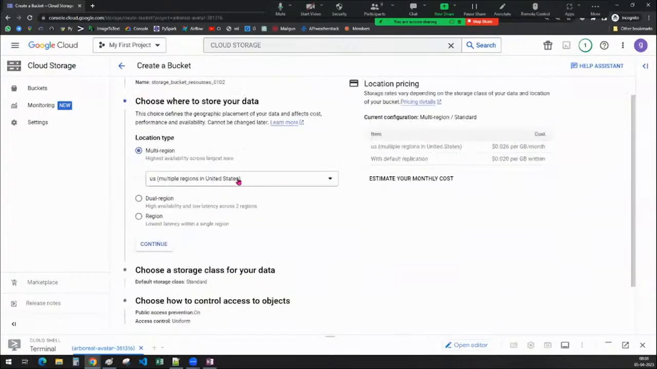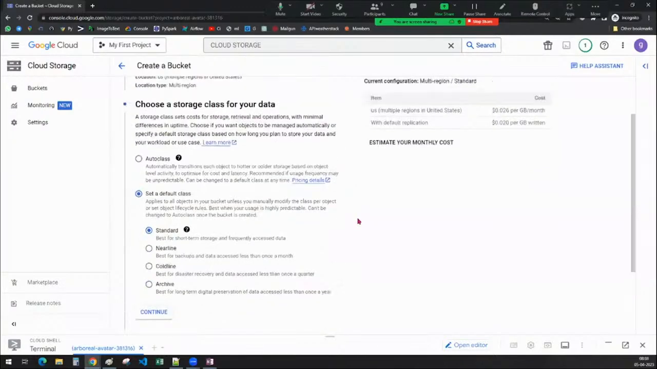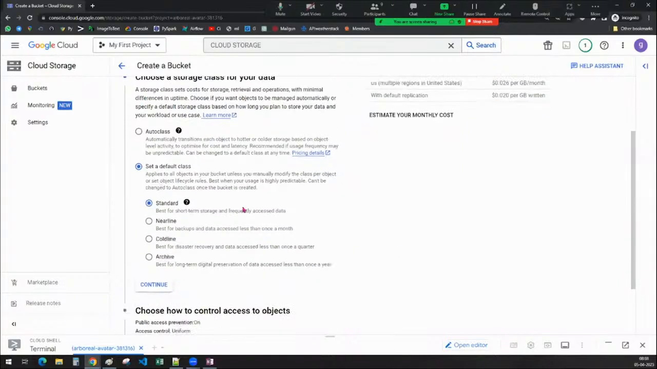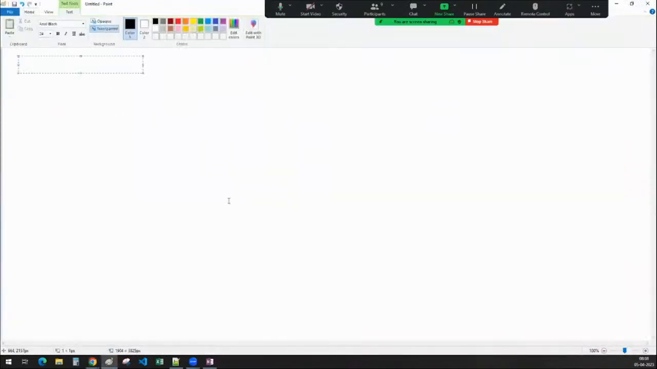Once you have selected a proper location, click on continue. And this is where your storage class is. Sir, what does that mean by storage classes? Look here. In storage classes, we have 4: standard, nearline, coldline, and archive. Let us see what this is. Okay, storage classes.